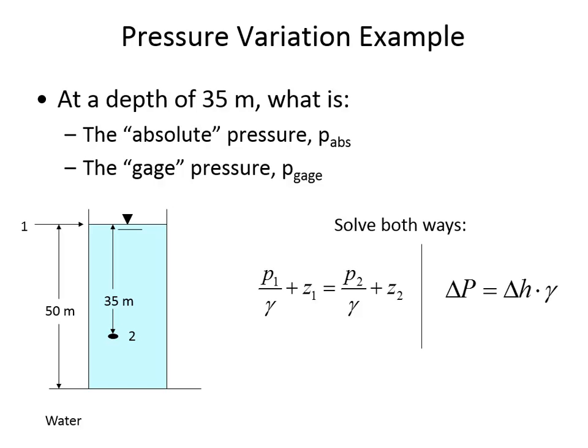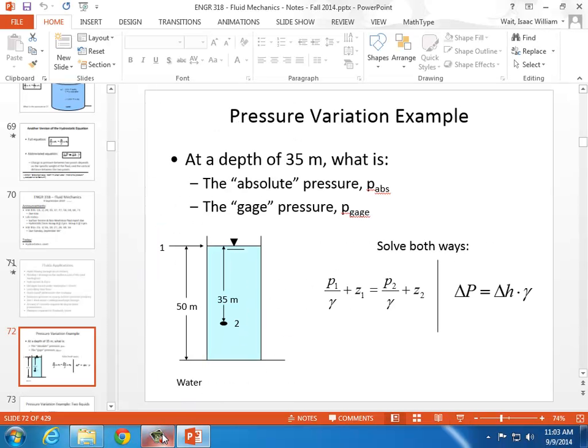So just so you can remember both forms of the hydrostatic equation that were introduced in class last Thursday, try and find out what is the pressure at location 2 and use both methods. Use the full hydrostatic equation and then also use just the delta P approach to find the pressure at 2. And we want to know the absolute pressure and the gauge pressure. I'll give you a couple minutes to get started on that, and then I'll begin working the solution on the board.